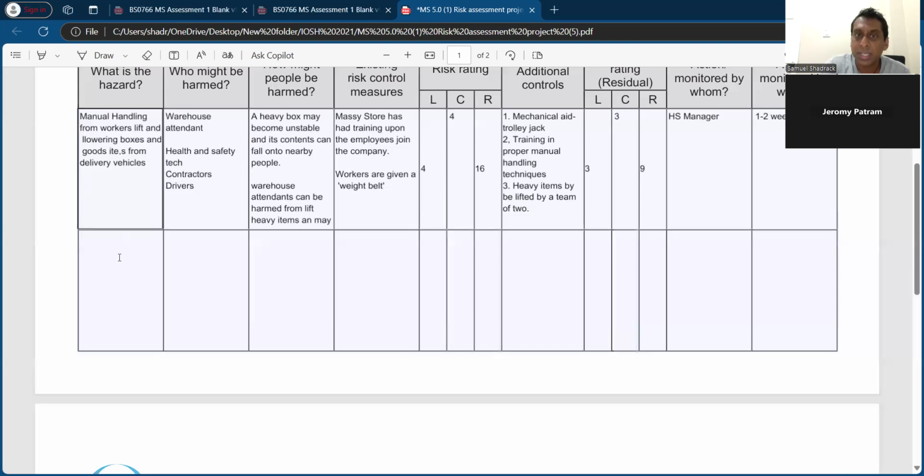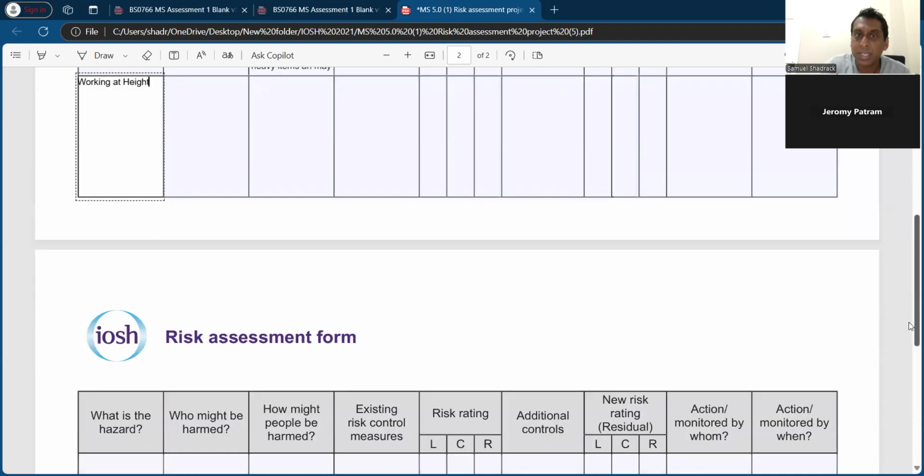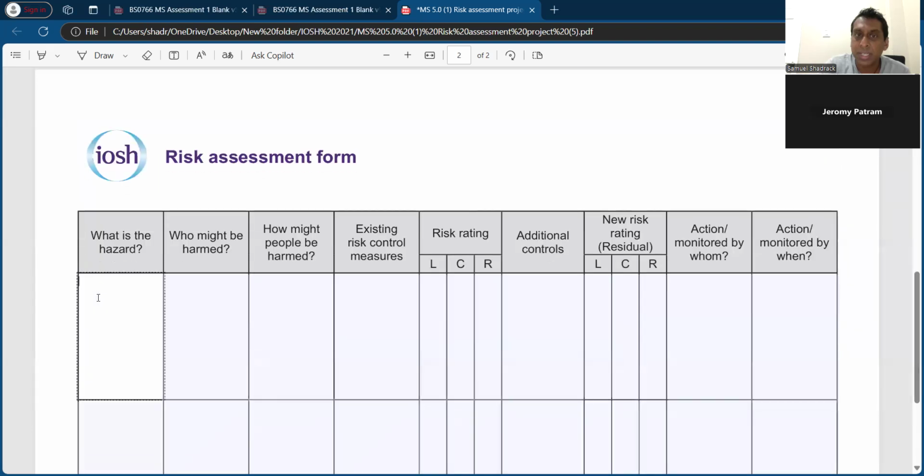I just put them here, but you could use your own. This would be working at height, and you just have to say how and where, because stuff would be stored in the warehouse, right? So that one there was for the warehouse. This one here, I'll probably go with, and then of course you develop it, right?